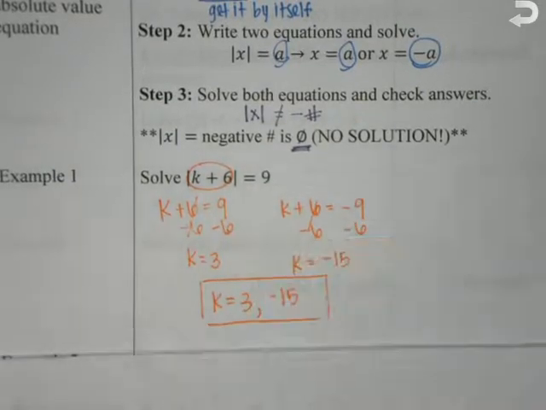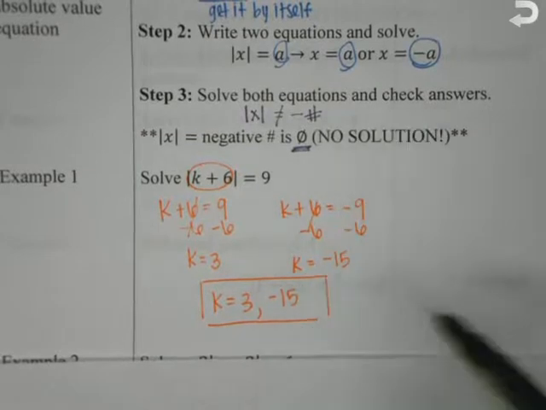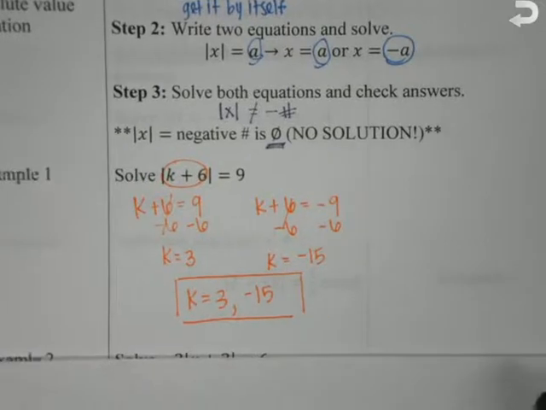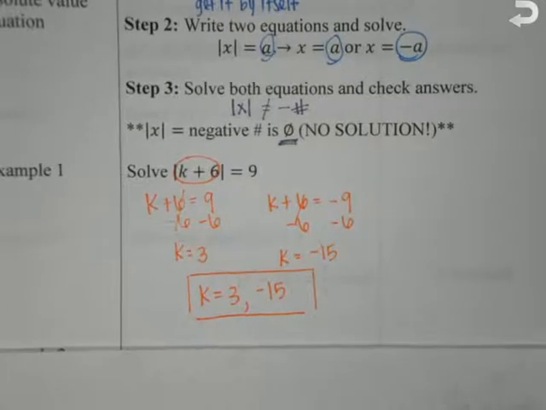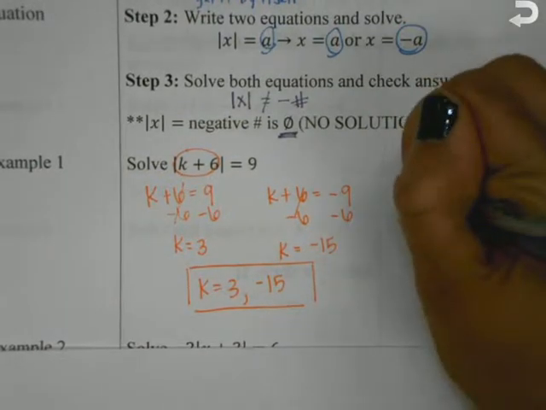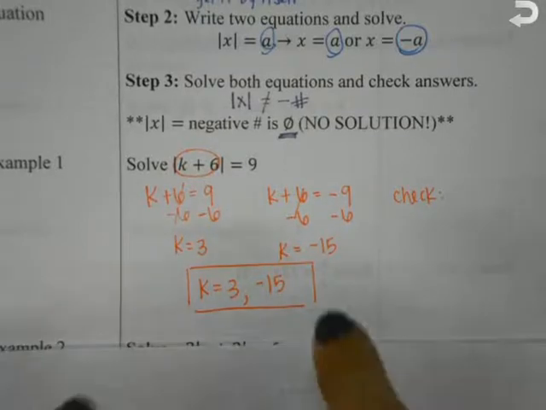Step 3 says we need to check it. How would I check both of these answers? Any ideas? Who's in seat 6? Samuel. How would I check both of these? Plug in negative 15 and 3. Very good. I would, for my check, plug in negative 15 and positive 3. So I'm just going to check this problem, and then we're not going to check the others because we don't have time right now. But I do want to show you how to check it.